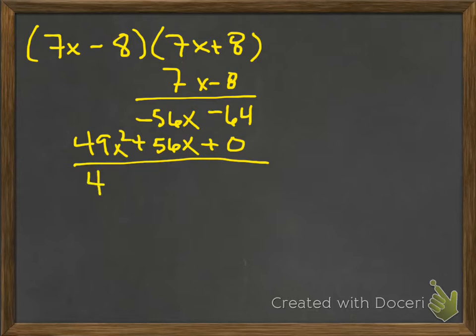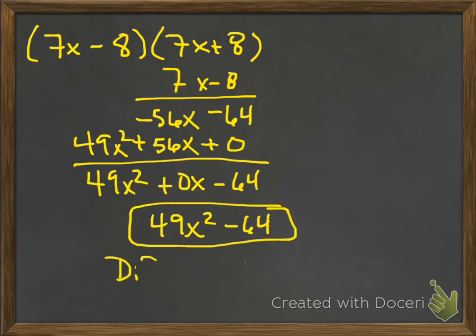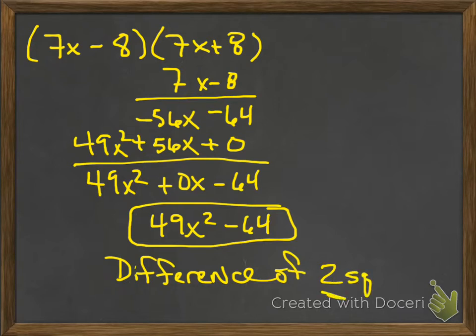When I combine everything, I notice that the middle terms cancel out. They become 0, because 56 minus 56 is 0. I really don't need to write it like this, so I can just drop that 0x and just write 49x squared minus 64. This type of answer is a special answer, also known as the difference of 2 squares. Again, difference meaning there's a minus in between, and there's only 2 terms, so that gives you 2 squares. Notice that 49 and 64 are squares.